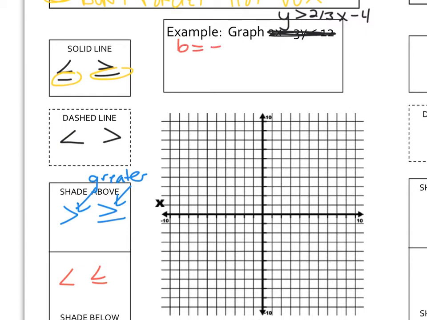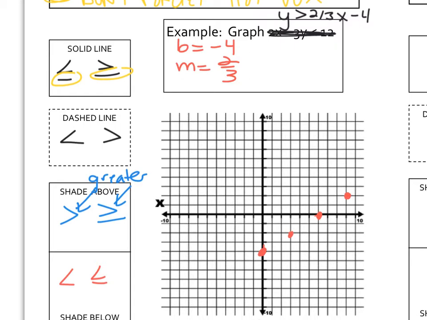So looking at this equation, my first thing is we're going to begin with b, so my b is -4, and we're going to move with m, which is 2/3. So begin with b, -4, move with m up 2, right 3, and I'm going to do a few more points, up 2, right 3, up 2, right 3. I'm going to erase those little lines because that's not part of my line.